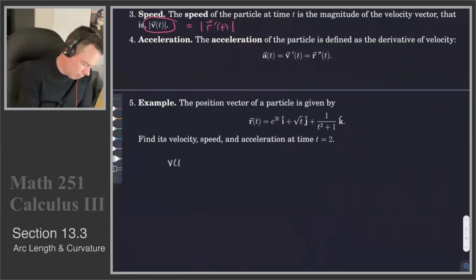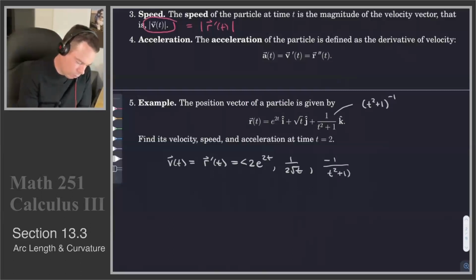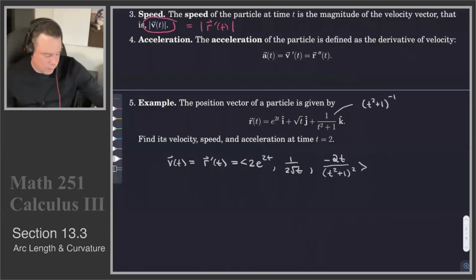So the velocity vector is basically just r prime of t, which is 2e to the 2t, 1 over 2 root t, and the derivative of this piece here, I'll write it as t squared plus 1 to the negative 1, just so I can use the power rule to differentiate it. So the power comes down, negative 1 over t squared plus 1 squared, times the derivative of the inside, which is the 2t. So I'll put the 2t up top. And so there is our velocity.